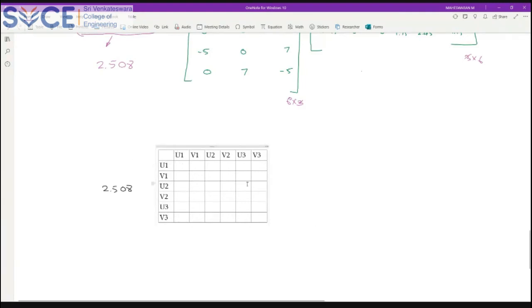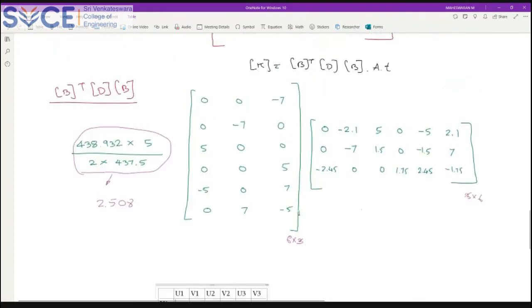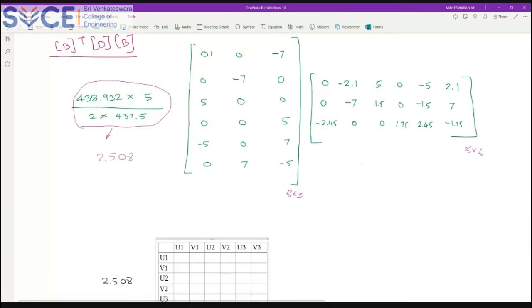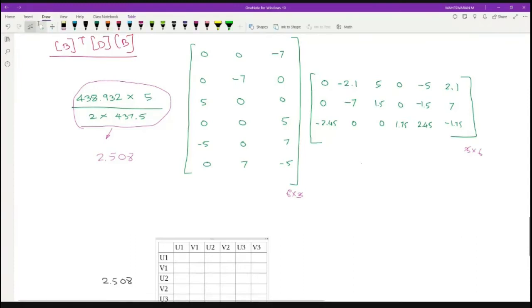So let me fill it up one by one. The first row, first column, that I can multiply. So 0 into 0 is 0, 0 into 0 is 0, minus 7 into minus 2.45, which is 7 into 2.45. So we're getting 17.15. So here, the value is 17.15. This part is over.